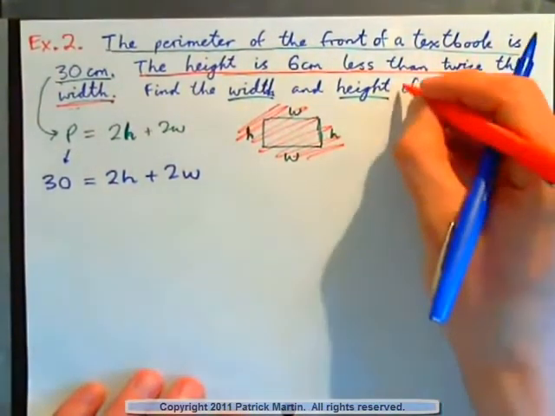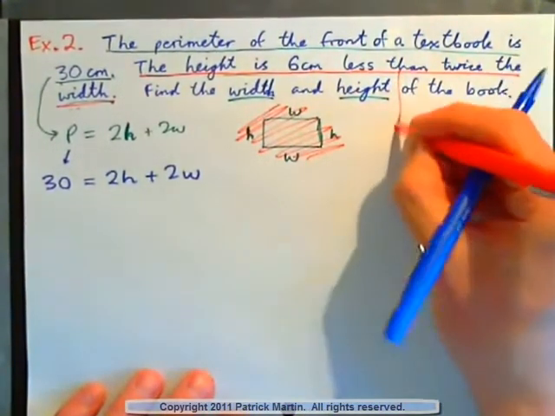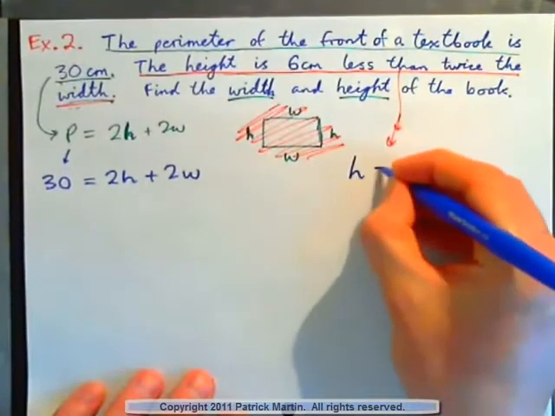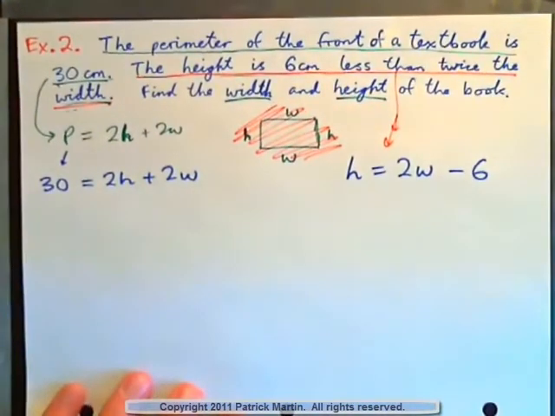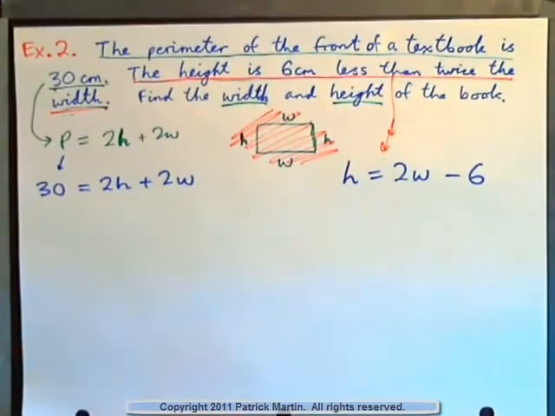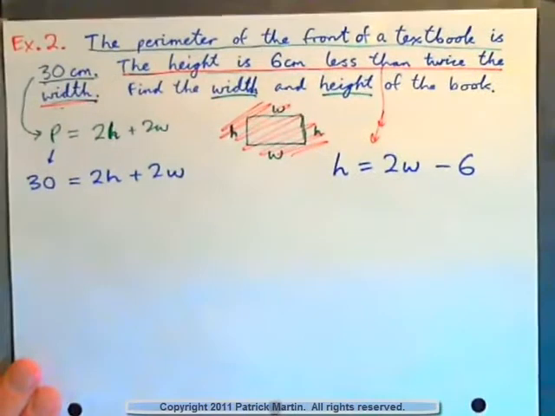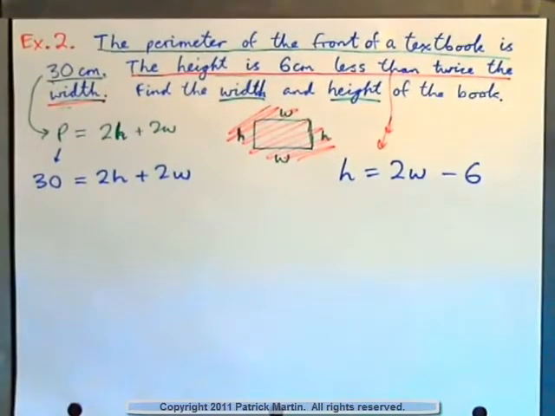So from this sentence, of course, I have H equals 2W minus 6. Okay. And now, of course, I can solve by substitution. So press pause on your video and do that yourself. Solve that by substitution.